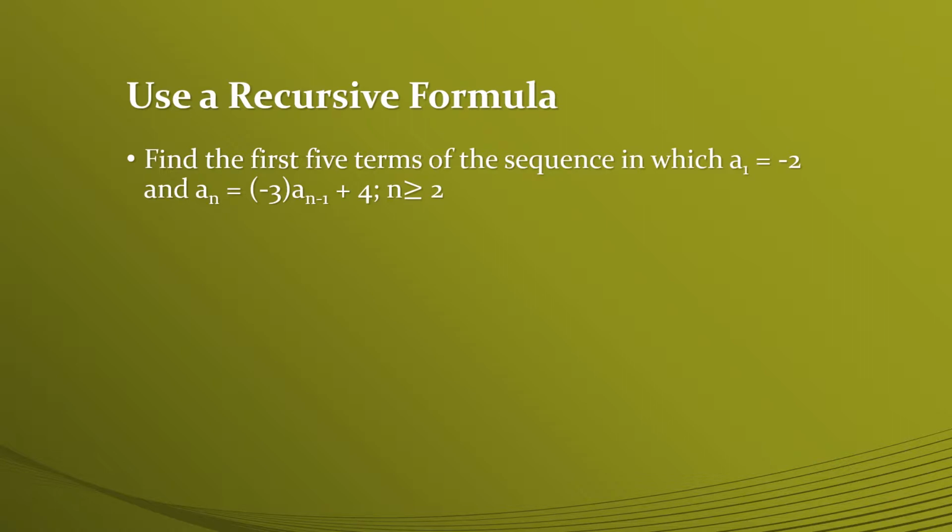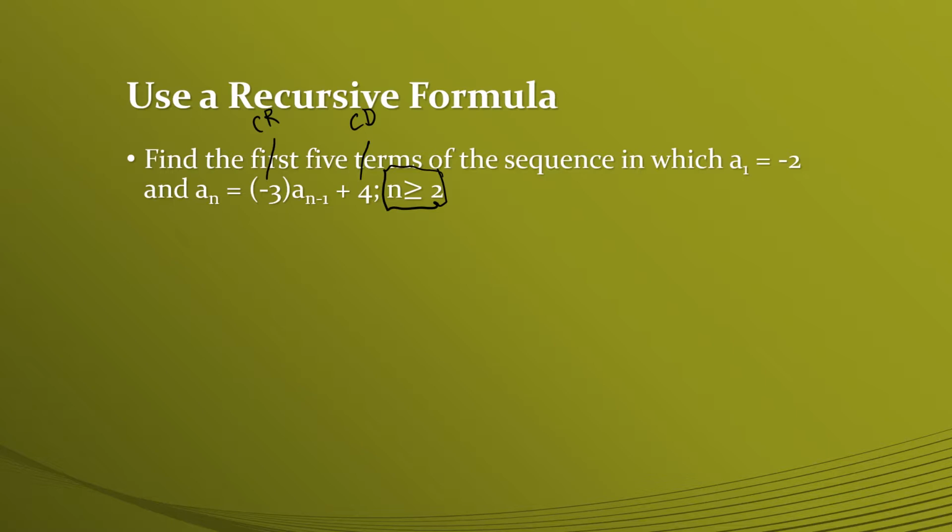But let's first read what the problem is. It says, find the first 5 terms of a sequence in which a1 is equal to -2 and an is equal to -3 times a(n-1) plus 4, where n is greater than or equal to 2. If you look at this and relate it to what we've been doing, that right there is a common ratio, -3. But we also see here that we have plus 4, a common difference. And our domain is described as n is greater than or equal to 2.